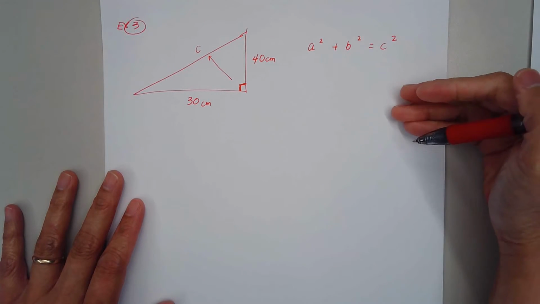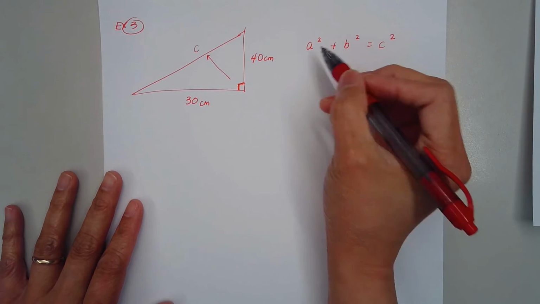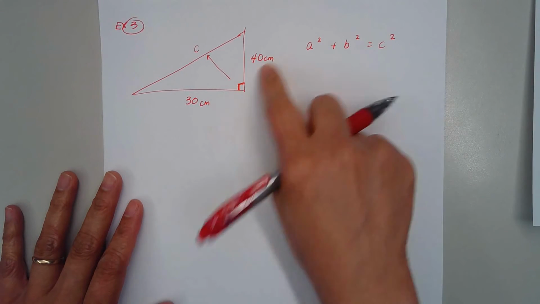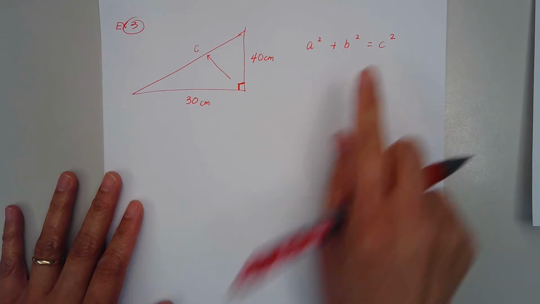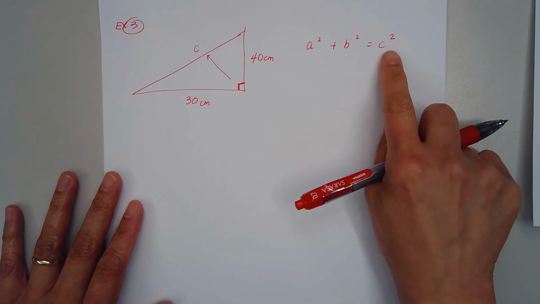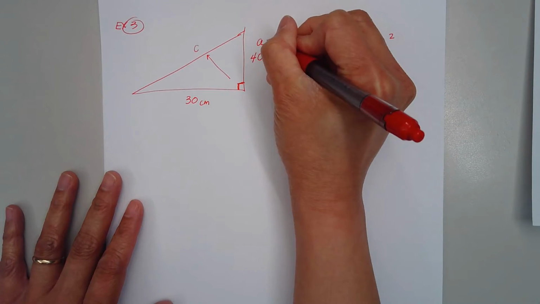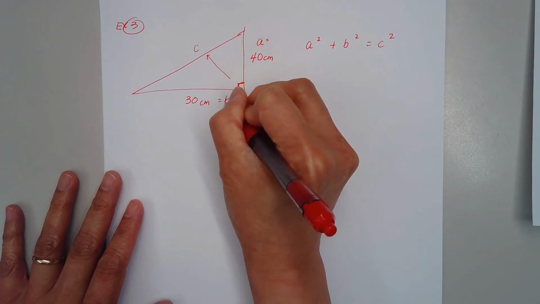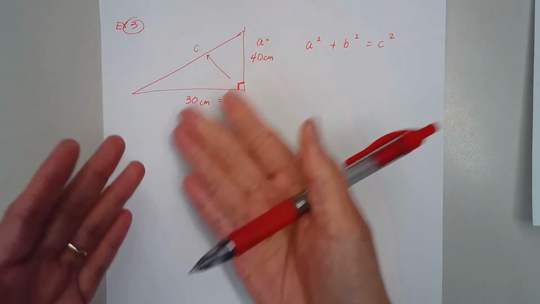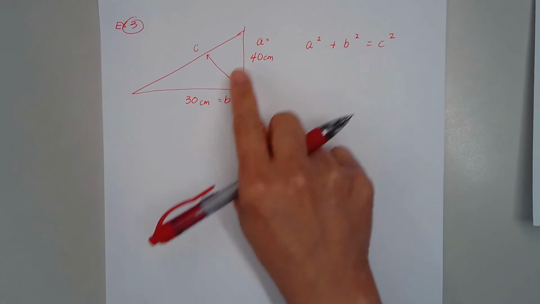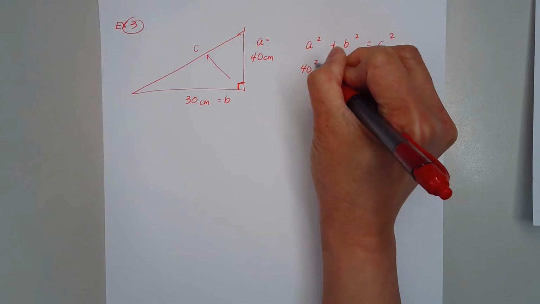Does it matter which one's A and B? No, it doesn't matter. Only the C matters, right? Because the C has to be the longest side. So we can call this A, we can call this B, or you can call this A and this B, it doesn't matter. So here we have 40 squared plus 30 squared equals C squared.